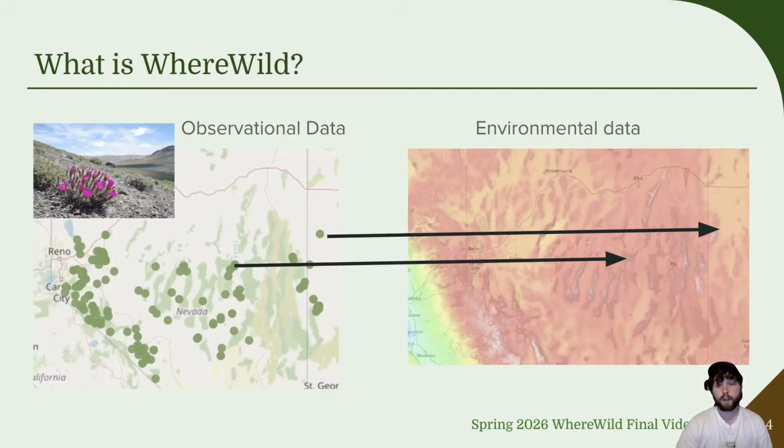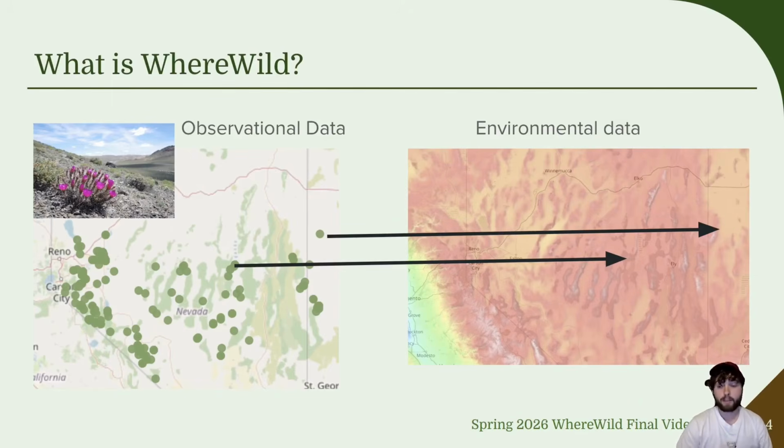So to start out, we can just give a high-level overview of what WhereWild even is. WhereWild is an automatically generated field guide for over 400,000 species that's available in your pocket or on the web. And how we create WhereWild is we essentially take observational data and combine it with environmental data, where observational data is a set of data points of when and where a species has been observed, such as this cactus example we see here on the left.